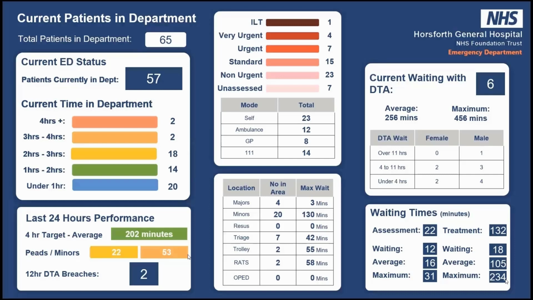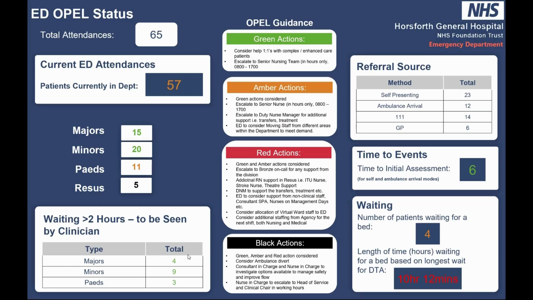A further example of one of the dashboards which could be configured is the ED Opal status. So as you can see, this will show you the current ED attendances, and then this can actually be broken down by the patient category. So for example, if they are majors or minors. Each dashboard will be updated in real time.